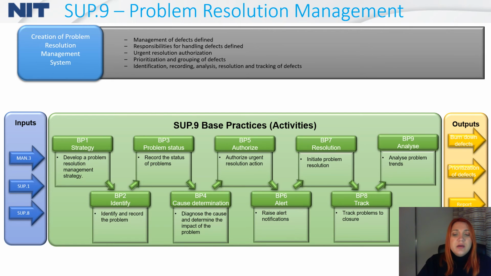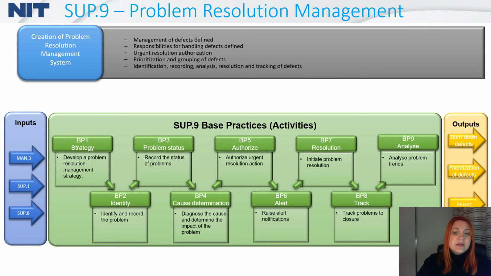There are 9 base practices. The first one is strategy. Second, identifying of the problems. The third one is the problem status of recorded problems. BP4 is how we are diagnosing the cause and how we are determining the impact of the problem. BP5 is telling us what are the authorized urgent resolution actions.